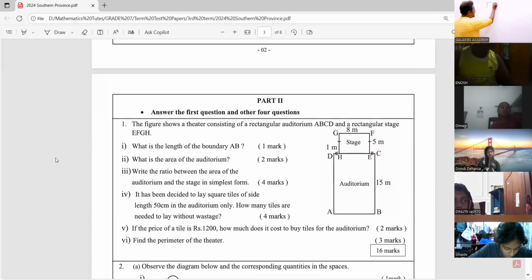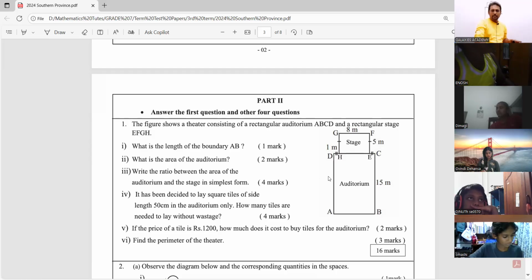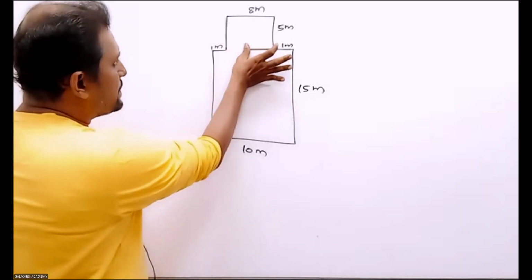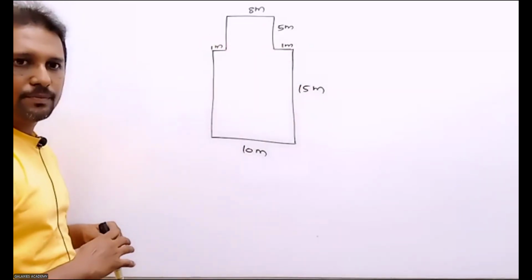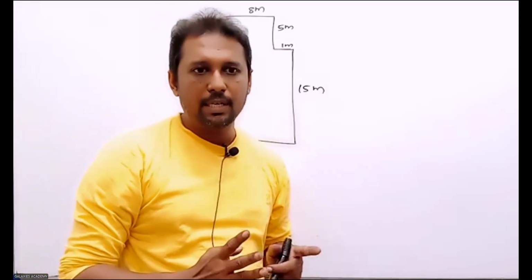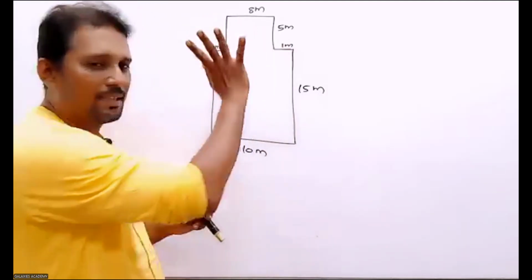This is the stage and this is the auditorium. This length 1 meter, this one 1 meter, this one 5 meters, this one 8 meters, this length 15 meters, and this one we found 10 meters. Then you have to find the theater perimeter. Theater means both stage and auditorium. That means you have to find this perimeter. Can you understand? Remove this line, it is not needed.